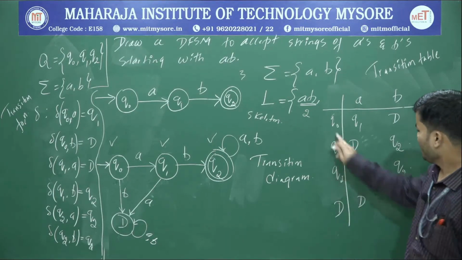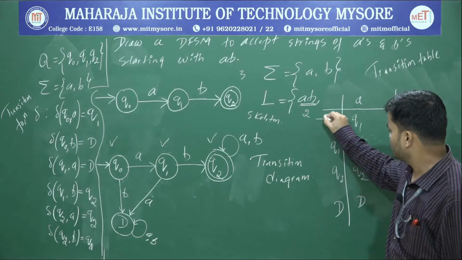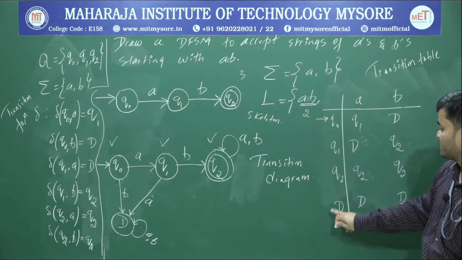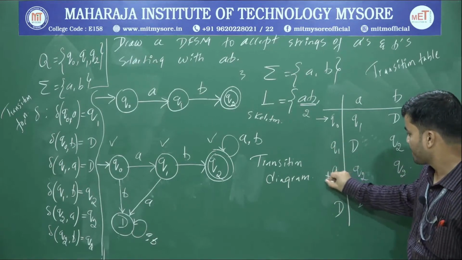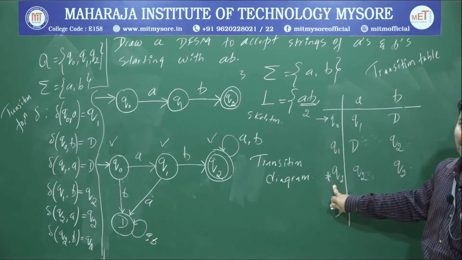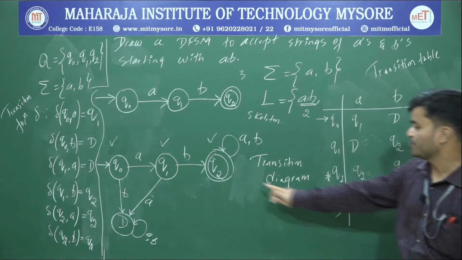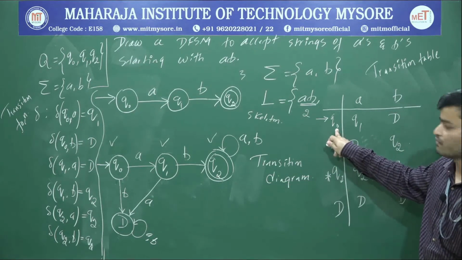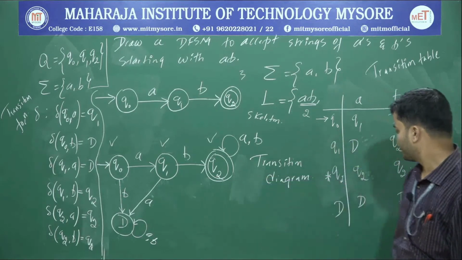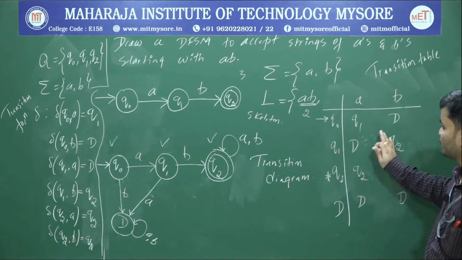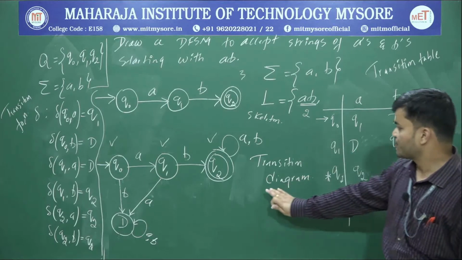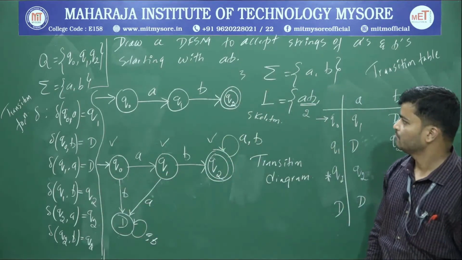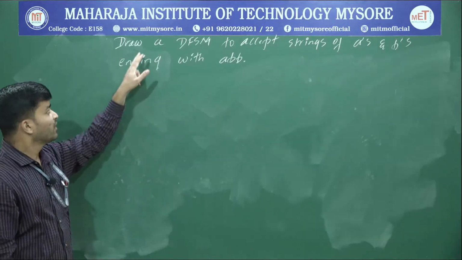In the transition table, we denote the start state using an arrow and the accepting state using a star. If there is a star in the transition table, that indicates the accepting state. If there is an arrow for any state within the transition table, that denotes the start state. So this is your transition table, transition diagram, and transition function.